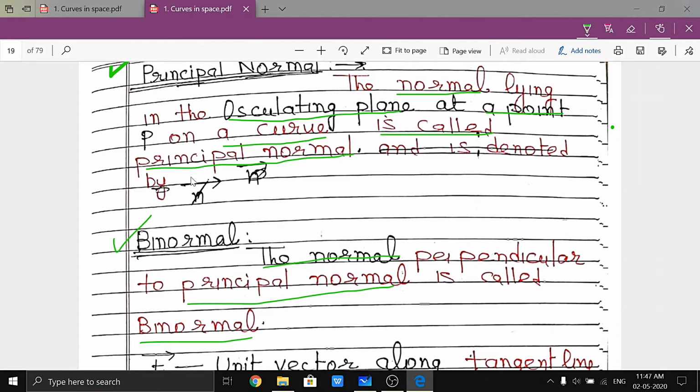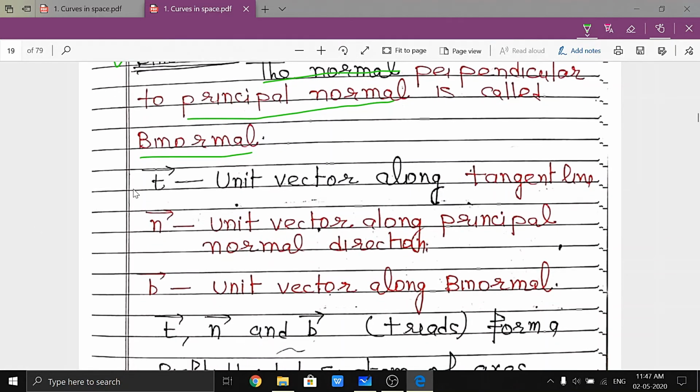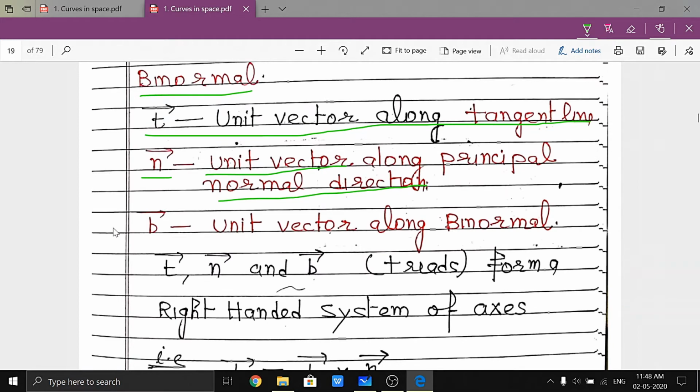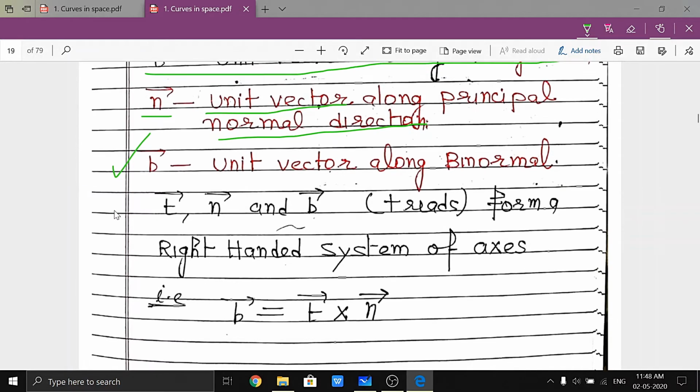If they are mutually perpendicular, then the T vector is a unit vector along the tangent line, and the N vector, which is again a unit vector, is along the normal direction. And the B vector is again a unit vector along the binormal. So T, N and B form a right-handed system of axes. Clear? So first is T, second is N, and third is B. So B can be written as T cross N.